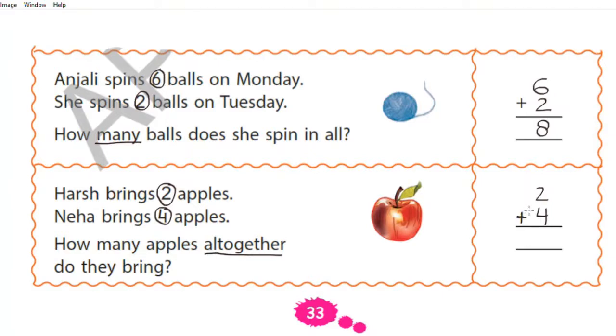Okay? Now you can easily do the sum according to vertical addition. 2 plus 4, it is 6. So your answer is 6. How many apples altogether do they bring? 6 apples altogether they brought. So children, with this we have done the word sums of your course book, page number 33.